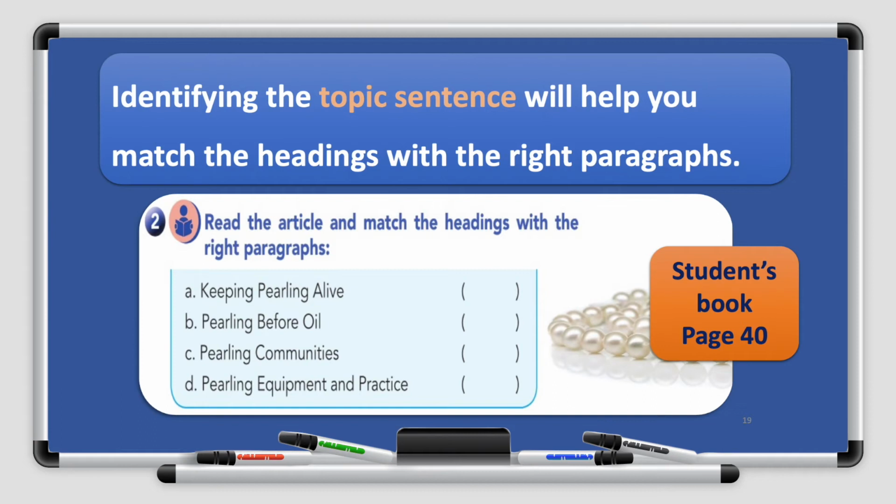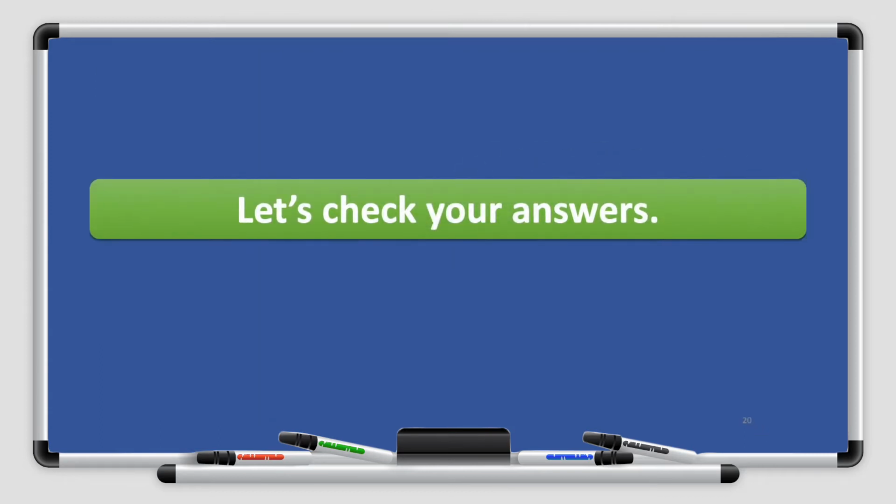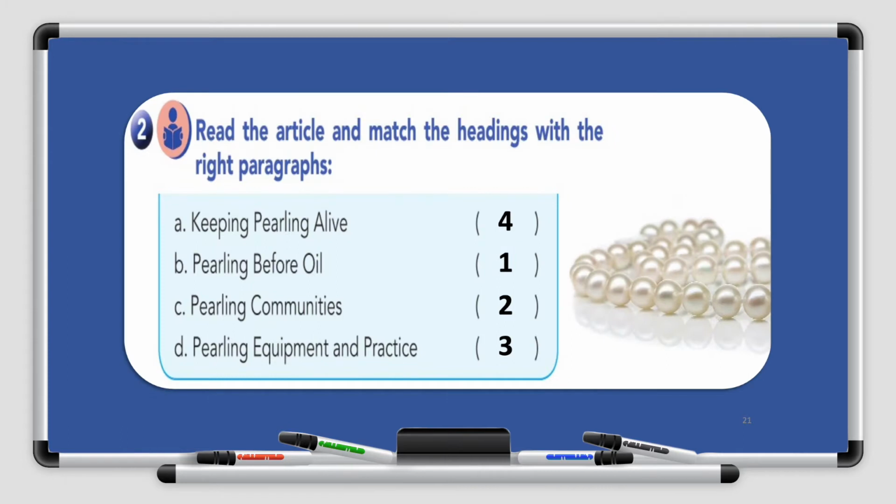Now we want to match the headings with the right paragraph. This exercise is in your student's book, page 40. Let's read the headings. Keeping pearling alive, pearling before oil, pearling communities, and pearling equipment and practice. Identifying the topic sentence will help you match the headings with the right paragraphs. Try to do this exercise now. Let's check your answers. Did you get it all right?